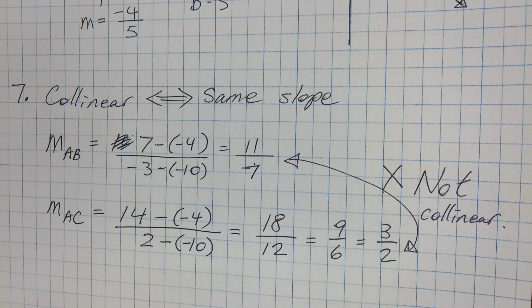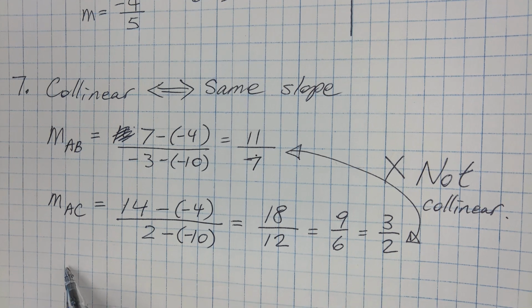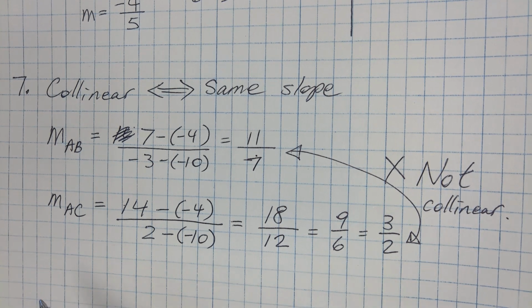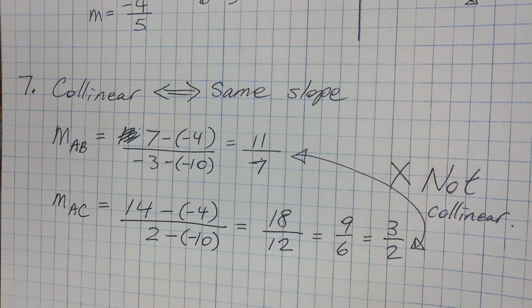Now, let's just say they are the same. Do I need to do the slope between BC? No. Right? Because if these 2 points have the same slope, and these 2 points have the same slope, that means these 2 points have the same slope. So I don't need to do the third one.